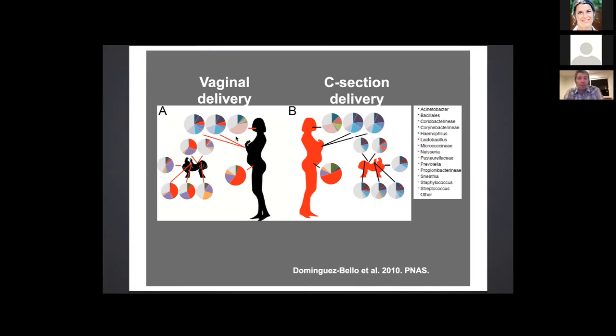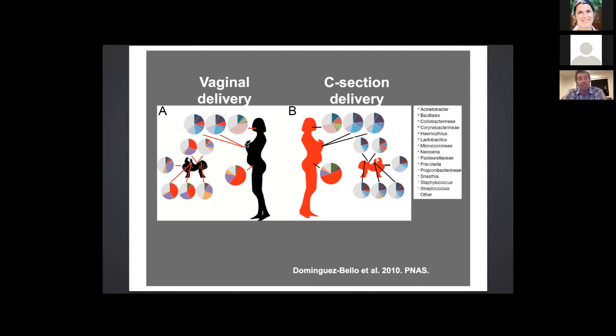What we found, don't worry about the colors here, this is just showing different bacteria. What I want to show is that if you look at the vaginally delivered infant's microbiome, those bacteria that live on and in the infant essentially just look like those bacteria in the mother's vagina, which isn't surprising. As they're coming out, they're basically getting coated in all these bacteria from the mother's vagina.